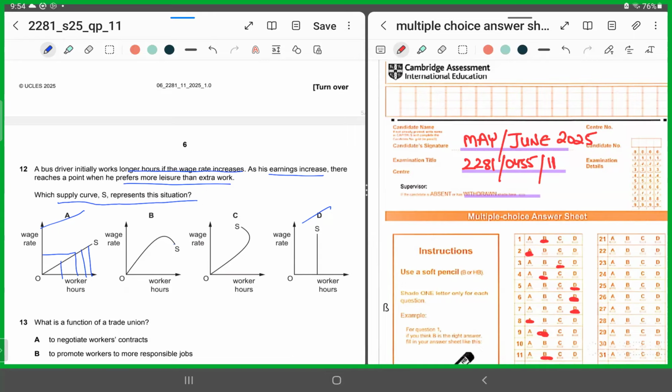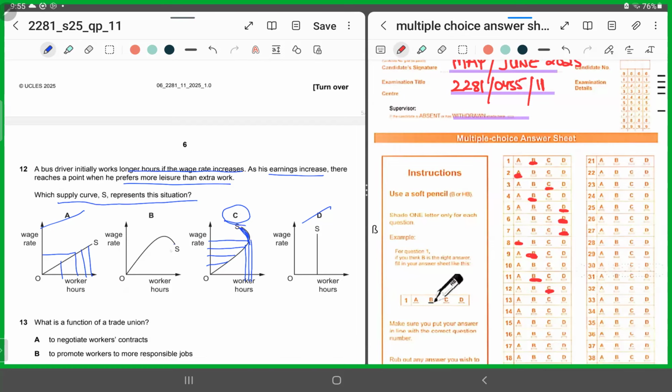Now you're left with only two options, B or C. What are they saying? They're saying a point came where he stopped putting in more hours. If you look at C, what's happening? The wage rate was growing and he was putting in more hours, but then came a point where the curve bent. So now you see the wage rate is increasing, but then look at the amount of hours. Is it increasing? No. But what's happening in B? I know C is the correct answer. We'll shade in C for 12.